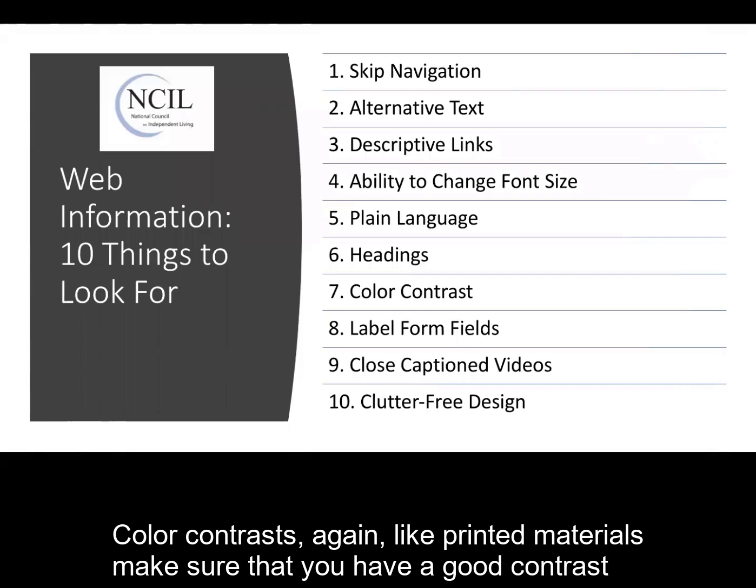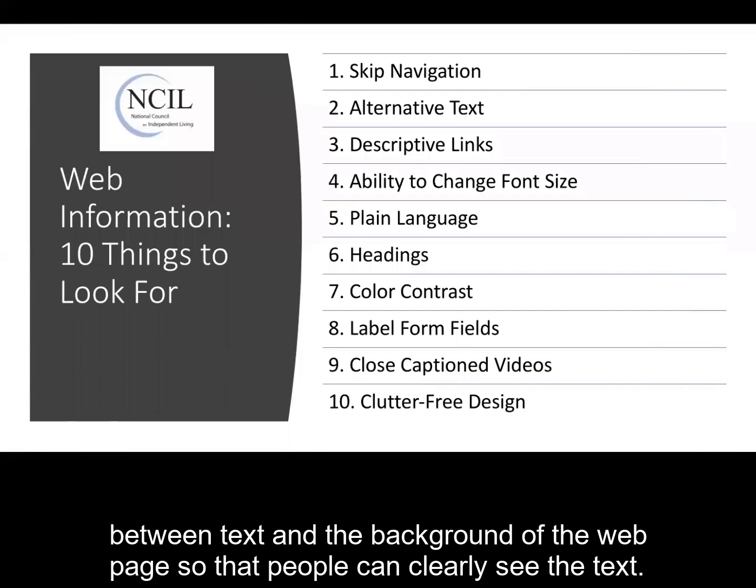Color contrast, again, like printed materials, make sure that you have a good contrast between text and the background of the web page so that people can clearly see the text.